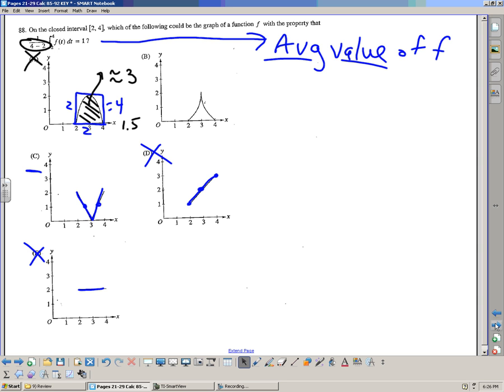Same thing here. If I took this box, 2 times 2 is 4. I'm estimating that this area is probably 1 or so. And so if we're dividing by the interval, the average value would be less than 1. So choice C is the correct answer. This is more of a question where it's clearly choice C. And the others, maybe you're debating about, but choice C is very clearly the best, as opposed to eliminating.